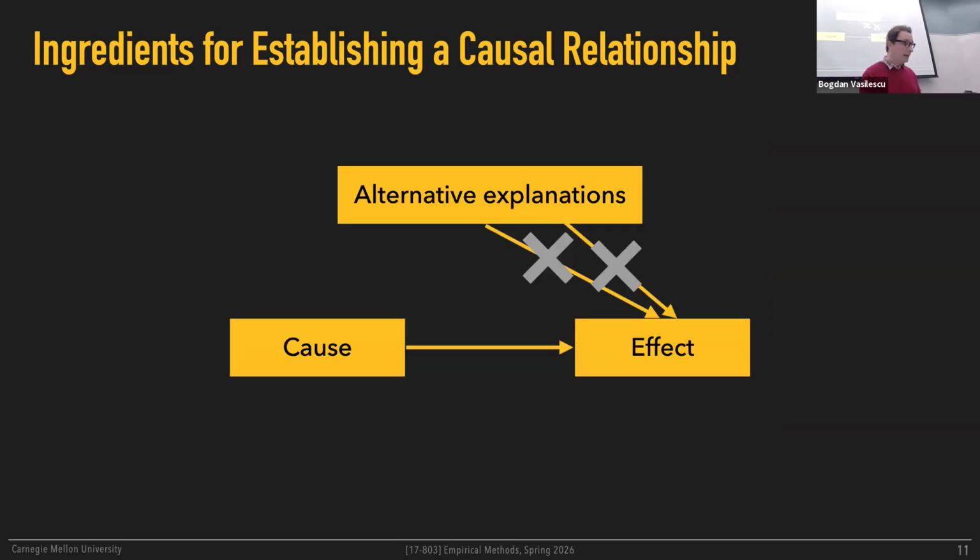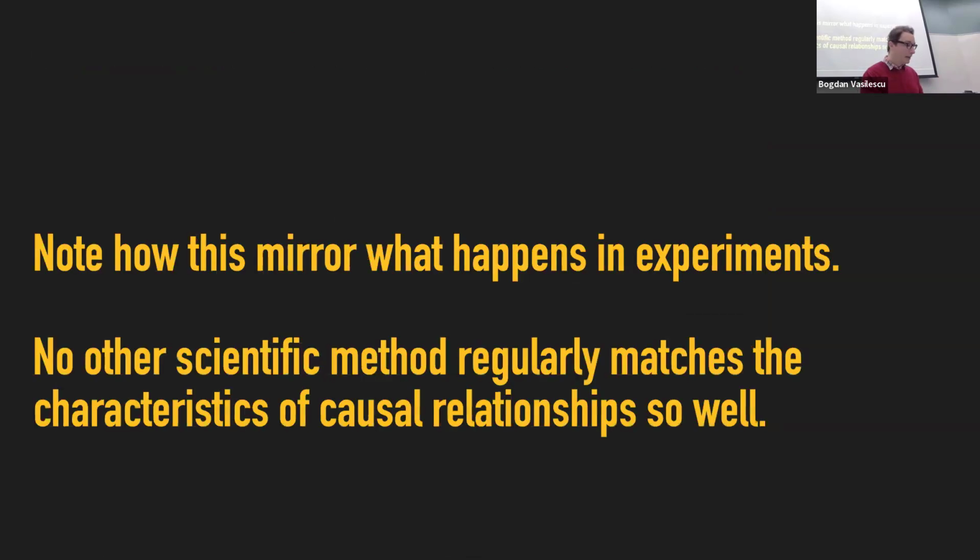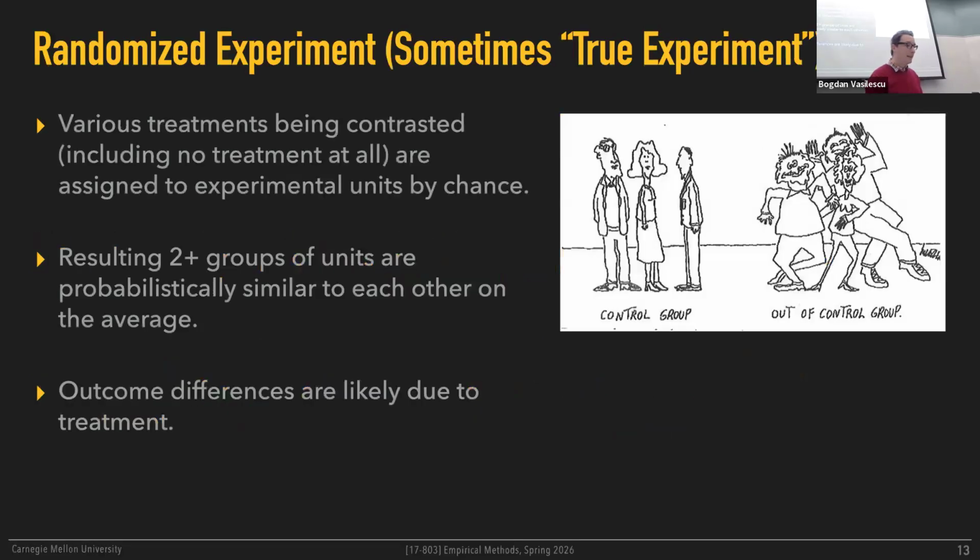And why experiments are a great way to establish the presence of a causal relationship, because experiments more or less give you the third one as well. The first two are easy. You can always get the first two. The third one is the one that's hard. So why am I saying this?